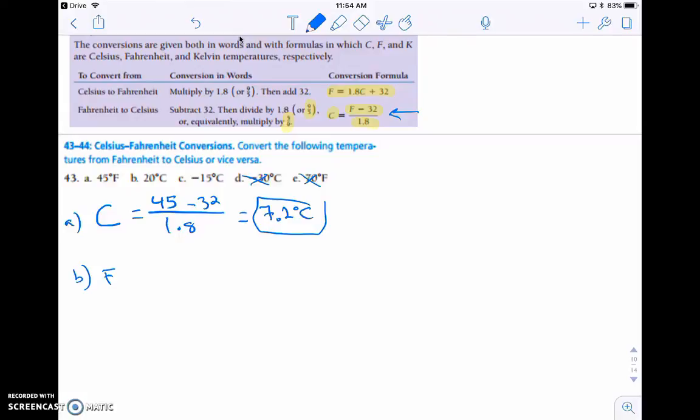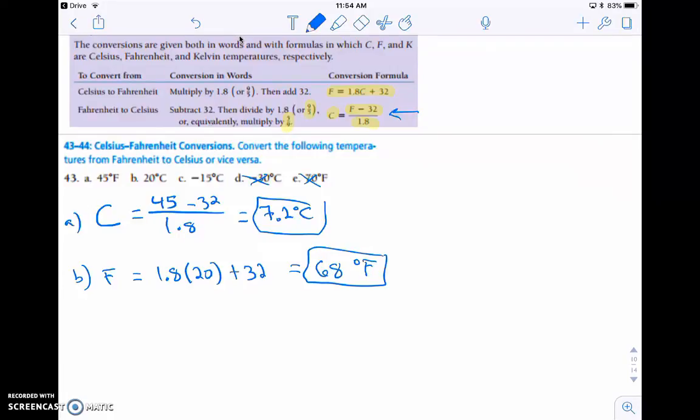Okay, the next one, we want 20 degrees Celsius to Fahrenheit. So Fahrenheit equals 1.8 times 20 degrees Celsius plus 32. So make sure you do 1.8 times 20 first and then add your 32 and you'll get 68 degrees Fahrenheit.